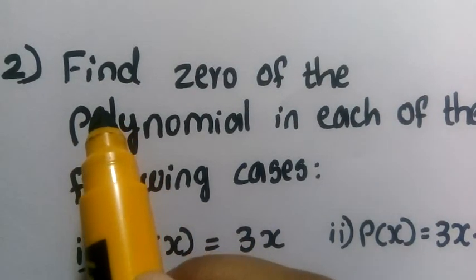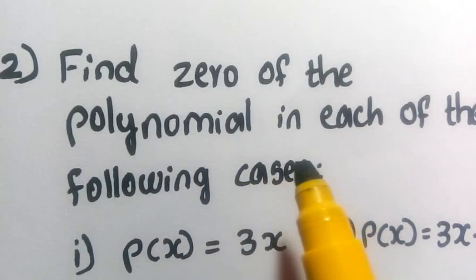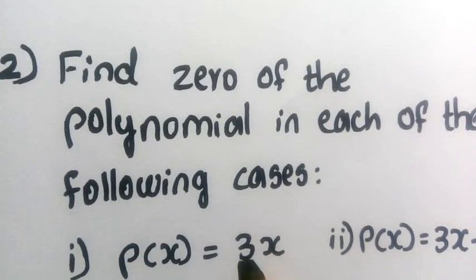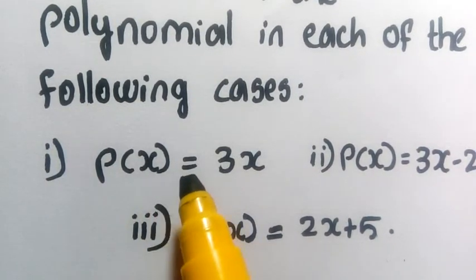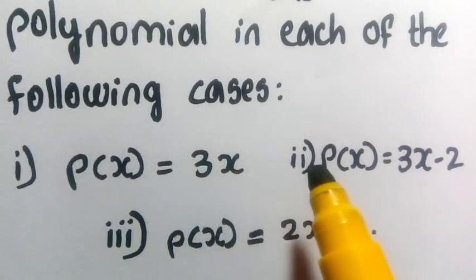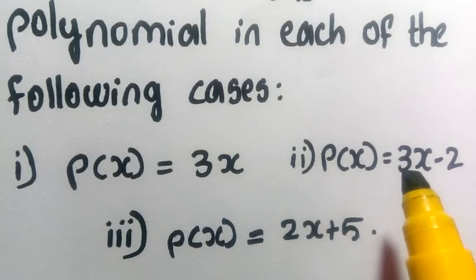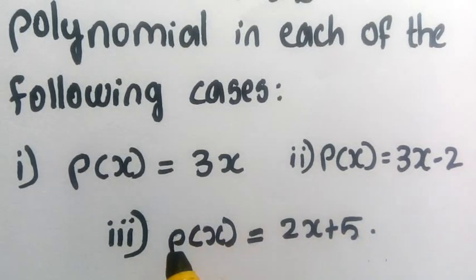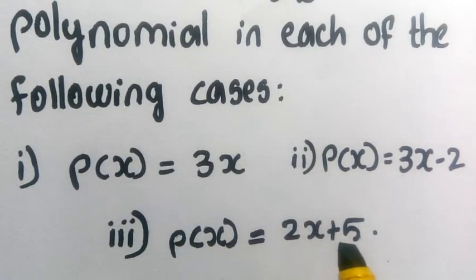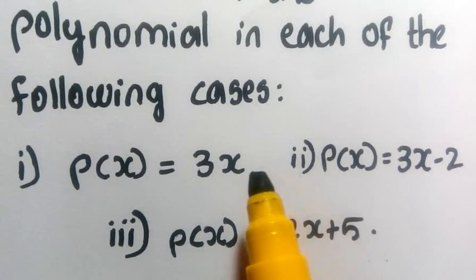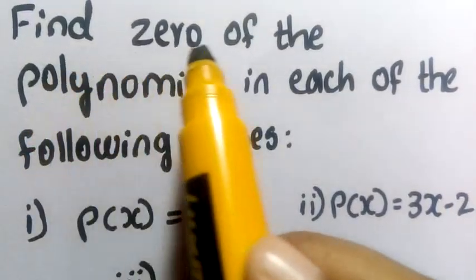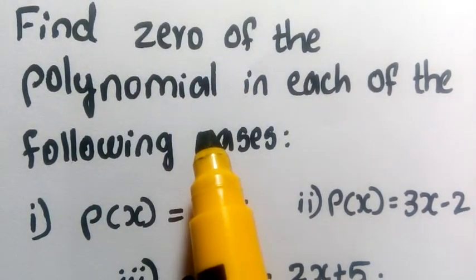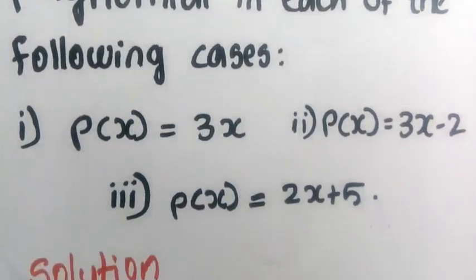Second question. Find zero of the polynomial in each of the following cases. First question, p of x is equal to 3x. Second question, p of x is equal to 3x minus 2. Third question, p of x is equal to 2x plus 5. Here we have three linear polynomials. We need to find zero of the polynomials. Let us check the solution.